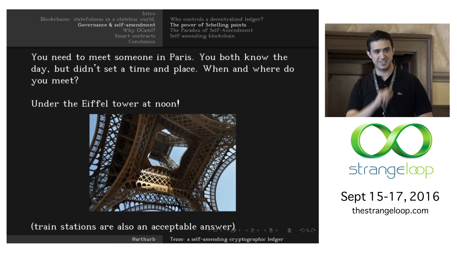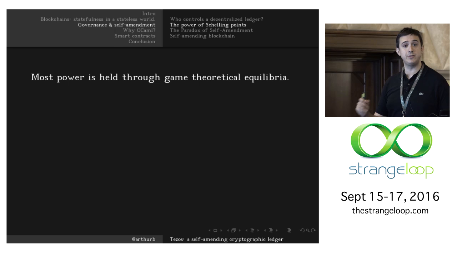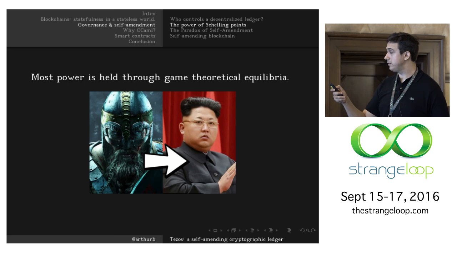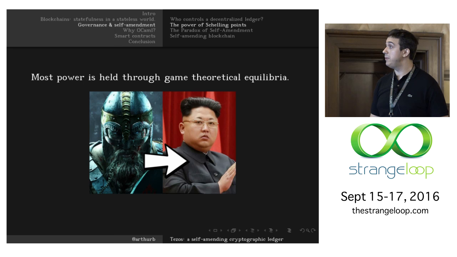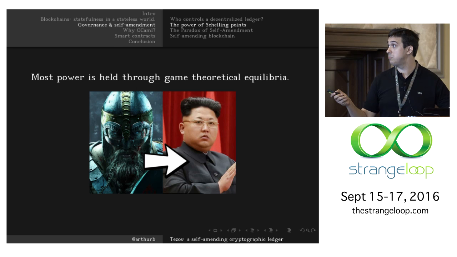All right. So most political power today, and most power in general, is held through game theoretical equilibrium. They are held through Schelling points. So here's an example. We went from this Viking chief to Kim Jong-un. And the big difference is that the Viking chief actually holds power because he is very, very strong. And even though he still needs to have a lie, he's very strong. Maybe he can beat up everyone in the Viking tribe. Now, Kim Jong-un probably cannot beat up anyone.